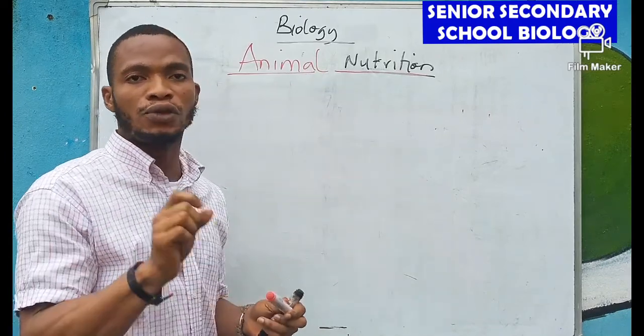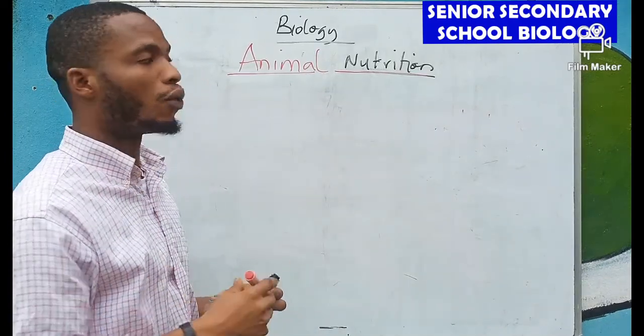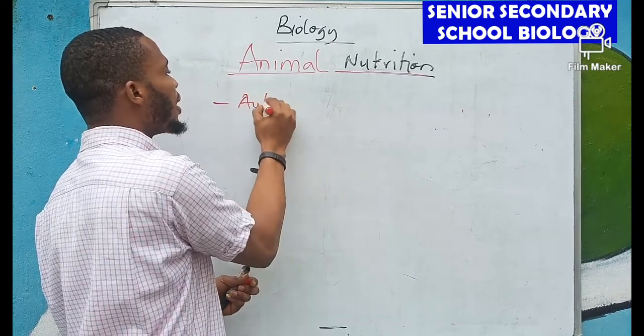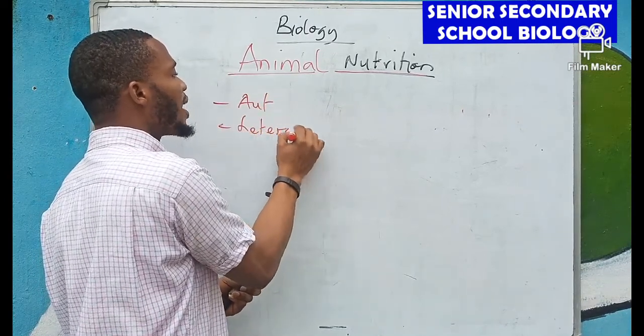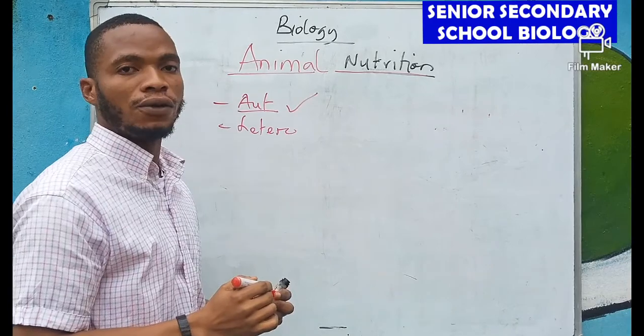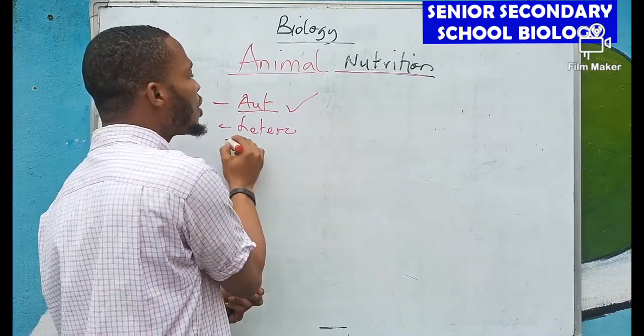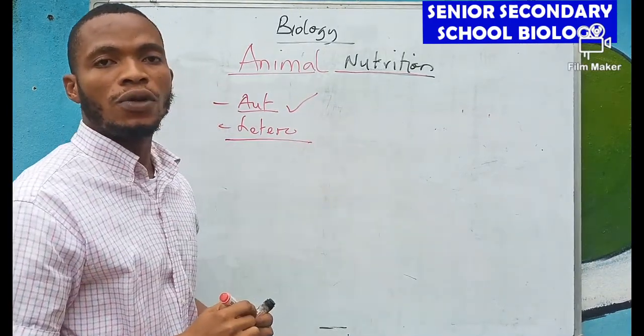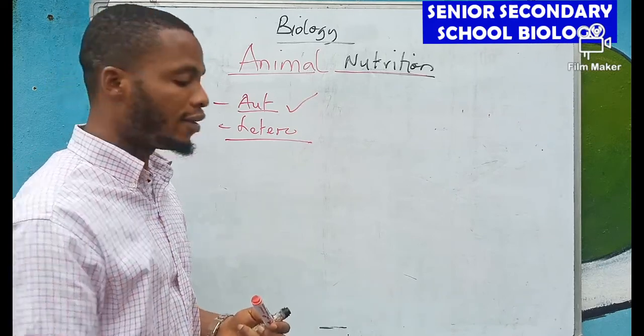I told you when we defined nutrition that we have two types of nutrition. We have autotrophism and then the heterotrophism. Now these ones, the autotrophs, are capable of producing their own food, so are the plants majorly. Now these heterotrophs, they are not capable of producing their own, so they depend on already made food.